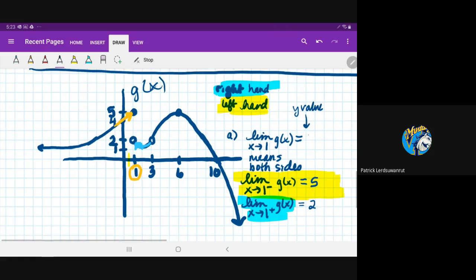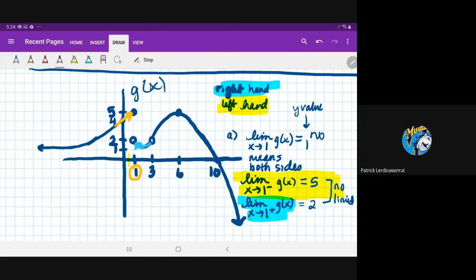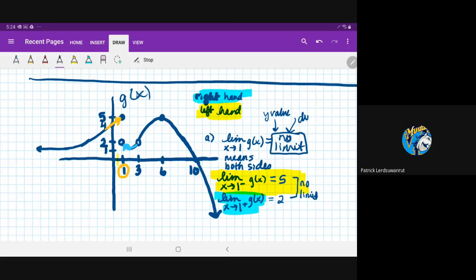Okay, now, did you and your friend meet up? No. So this means no limit because they don't match. So here the answer would be no limit. Some people call it no limit, and some people, which is the more normal name, say the limit does not exist. So no limit, or you could put DNE. People put DNE all the time. DNE is the other official way to call that.